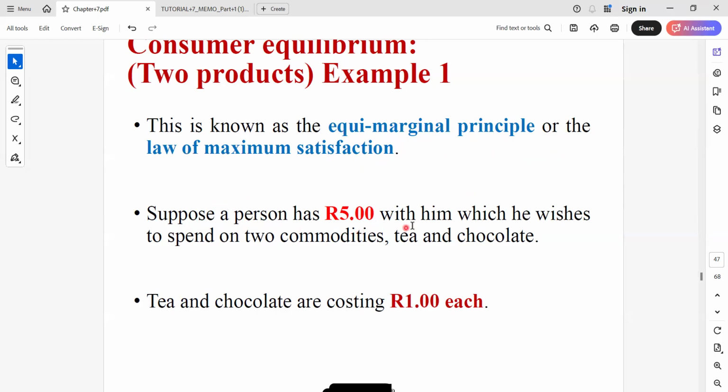Suppose a person has 5 rand which he wishes to spend on 2 commodities, tea and chocolate. Tea and chocolate are costing 1 rand each. So you have 5 rand and you want to purchase tea and chocolate. Remember, they say tea and chocolate, meaning you want to purchase both. If they said tea or chocolate, it would mean tea only or chocolate only. So tea is 1 rand and chocolate is 1 rand. Remember, your income is 5 rand.